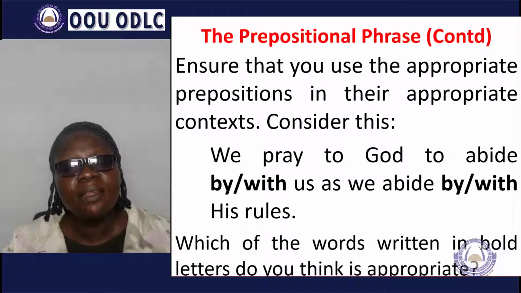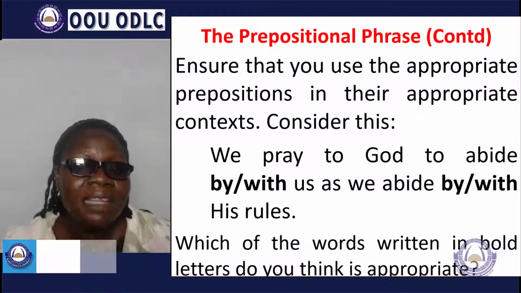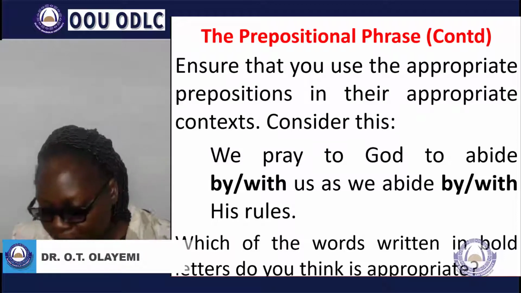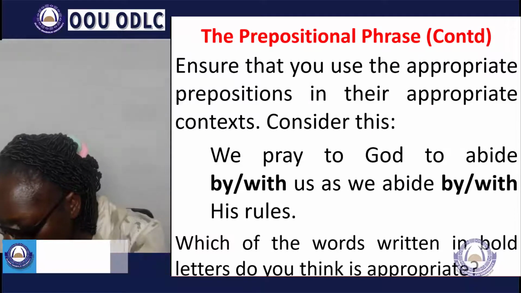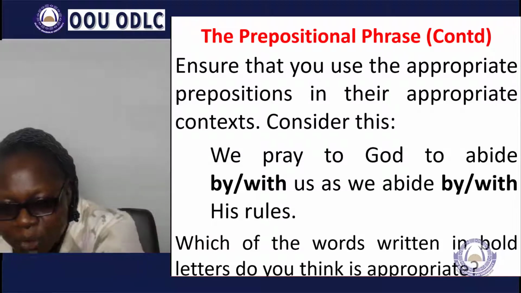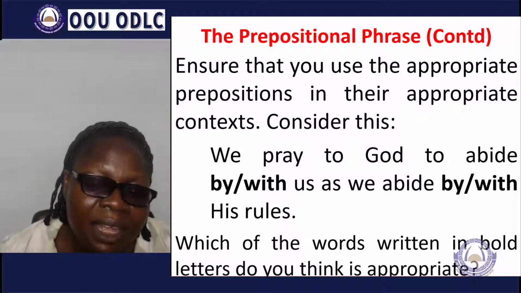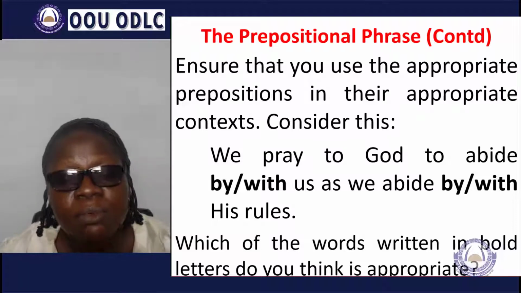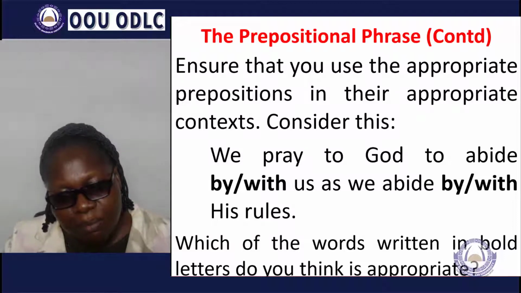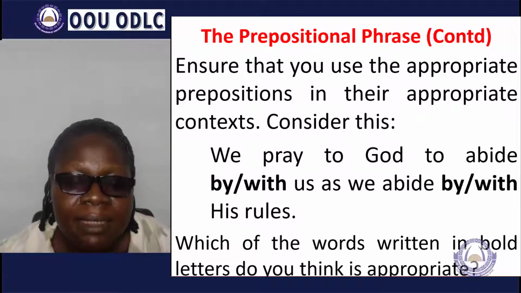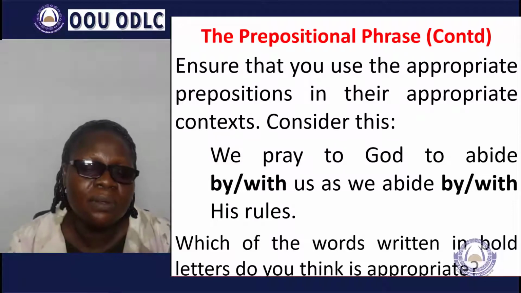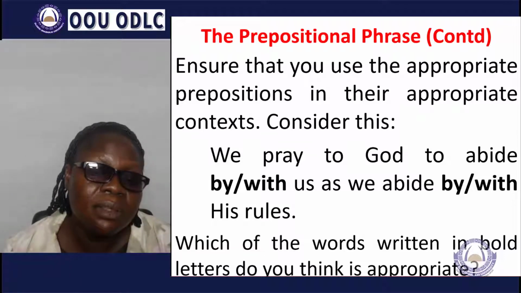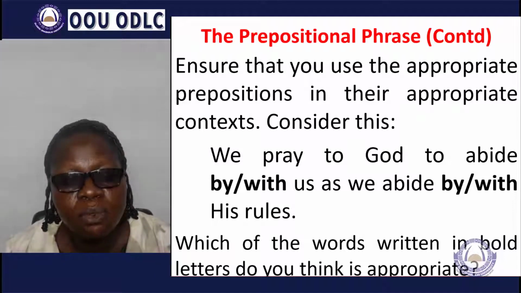Now, if you say we pray to God to abide by us as we abide with His rules, then you are creating a scene in which you are going to put the rules beside you and you are going to abide with the rules. You stay together with the rules. But the intention here is that you obey the rules, so you abide by rules. We pray to God to abide with us, stay with us, be with us, as we abide by His rules, as we obey His rules. There are many more examples in the GNS 101 course materials, and you'll find them very interesting.